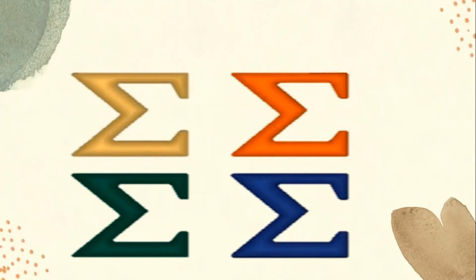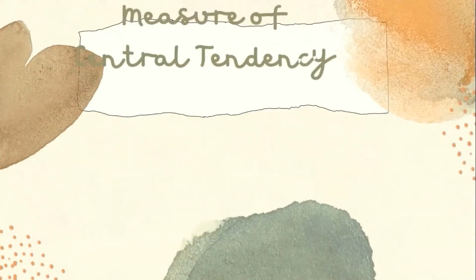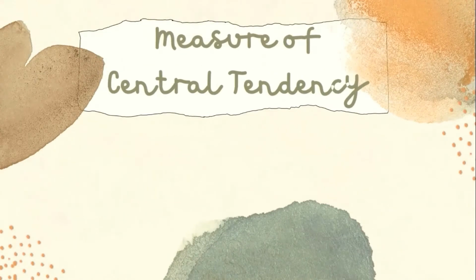Are you familiar with this symbol? This is what we call the sigma. It is a Greek letter, which is the standard notation for writing long sums. In mathematics, we use the sigma notation a lot when we pertain to addition, and we will be using the sigma notation as we learn about the measures of central tendency.